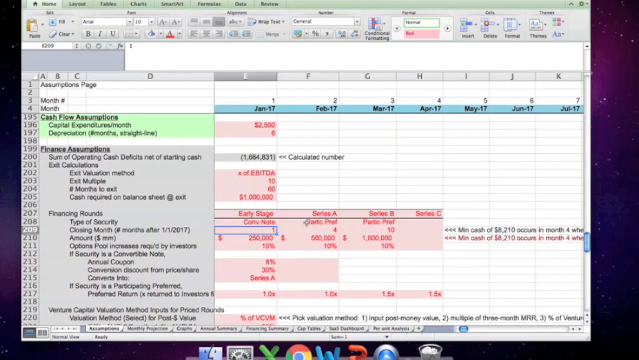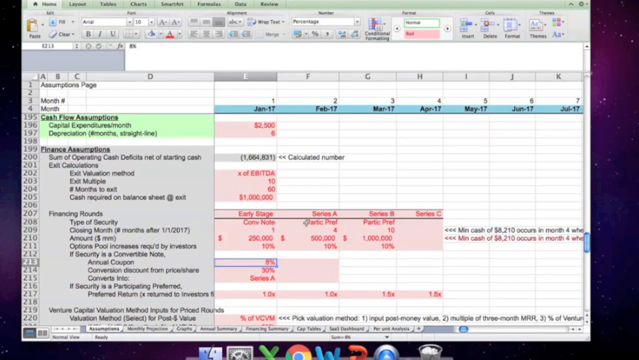The timing is that the first convertible note, the only convertible note, is raised in the first month of the forecast period. The participating preferred is raised in the fourth, and the Series B is raised in the 10th month of the forecast period. The amounts are $250,000, $500,000, and $1 million. Also, as part of the terms of each financing round, the investors typically require an increase in the size of the option pool, to a certain percentage or buy a certain percentage of the company. In this case, the investors are requiring the option pool increase to 10% of the company at each of the 3 rounds.